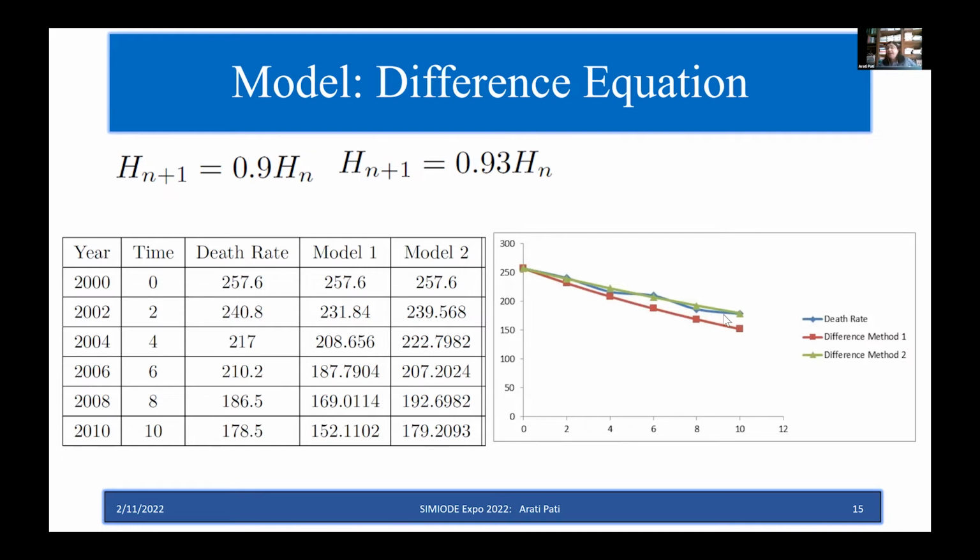Here I see that the blue points are the actual data, and for this green one, which is due to the average value, I get a pretty close connection between the model and the actual data.